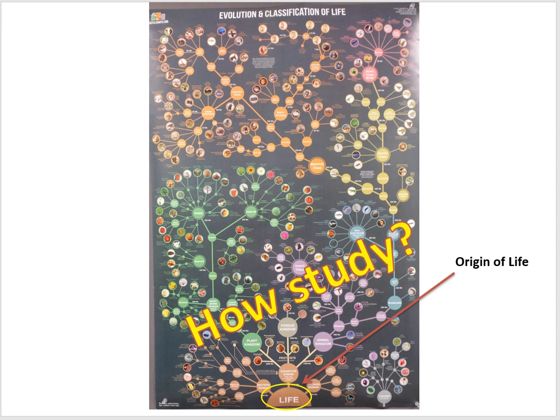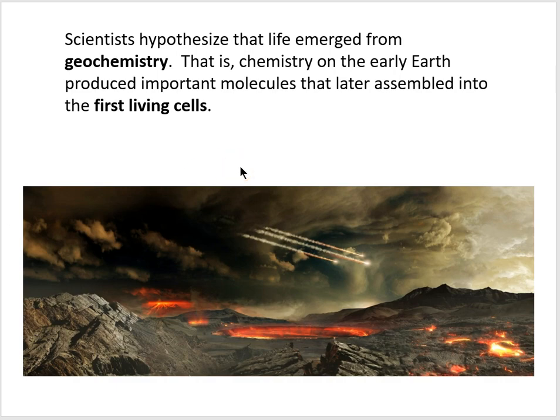Now, how does one study the origin of life? Well, it's helpful to consider the conditions on Earth when life might have arisen. We're talking about nearly 4 billion years ago, and what scientists think happened was that life emerged from geochemistry. That is, chemistry on the early Earth produced important molecules that later assembled into the first living cells.